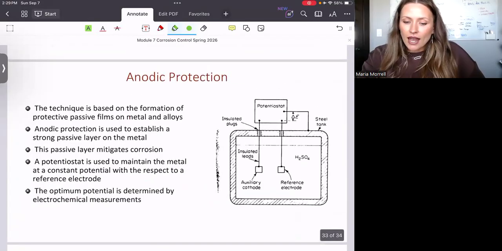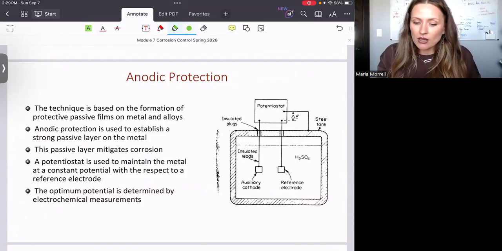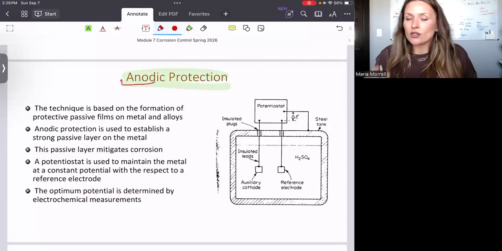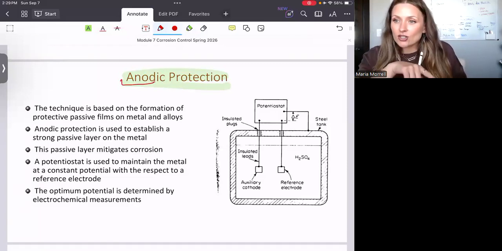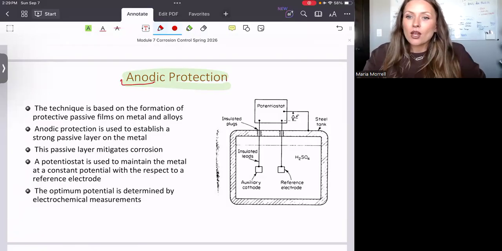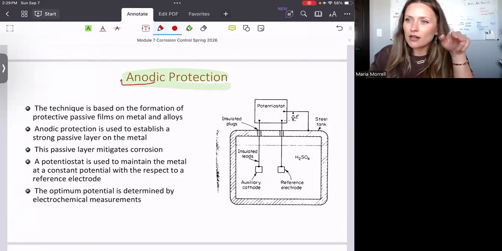Now, the second part of the protection is going to be anodic protection. And I will remind you again, the key word here is anode. This time, the material that I'm trying to protect will be an anode. I will allow the material to be an anode. So how and why would I do that, right? Because you would think that anodes corrode. So if I let my metal be the anode, how can I stop the corrosion?